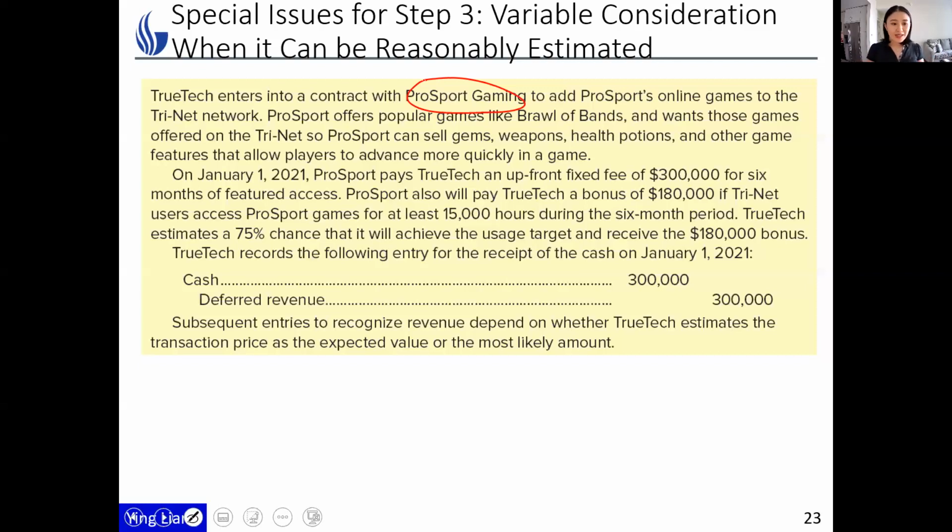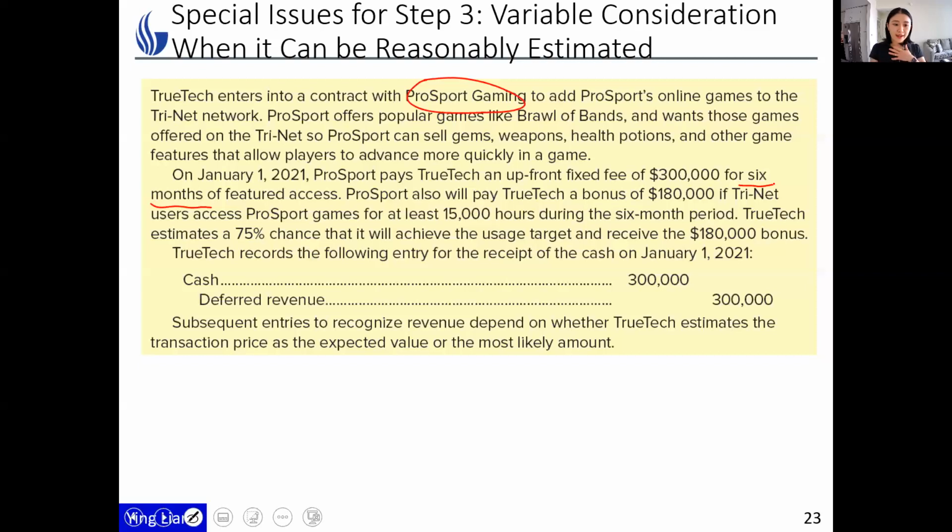Okay, let's get to the accounting. On January the 1st, 2021, the client ProSport pays TrueTag an upfront fixed fee of $300,000 for 6 months of feature access. So in order to use your network, ProSport is going to give you this $300,000 fixed fee. And ProSport will also pay TrueTag a bonus of $180,000 if in the network the users access the games for at least 15,000 hours during the 6 months period.